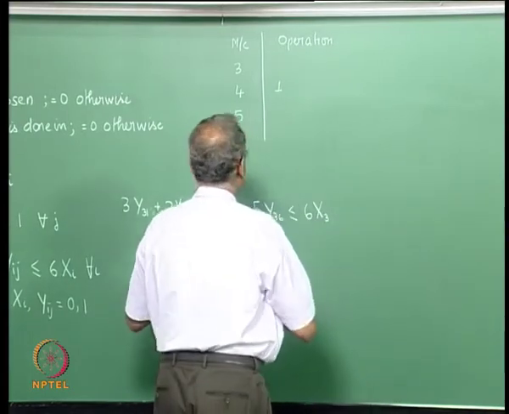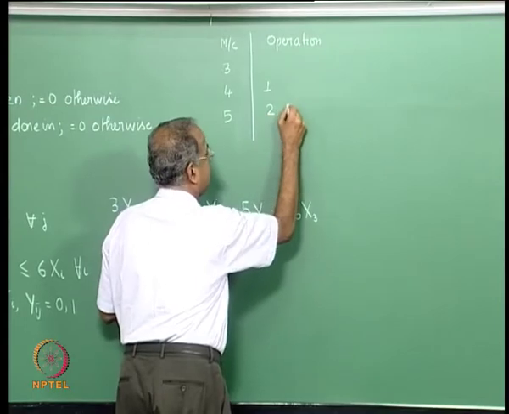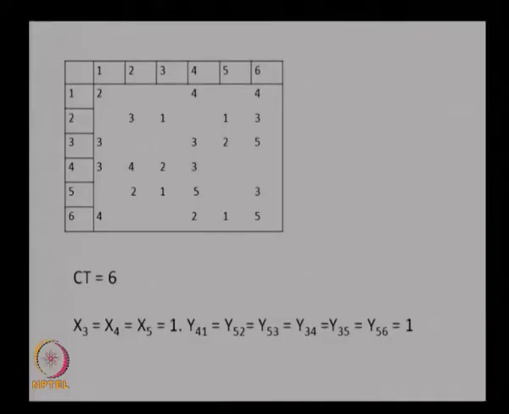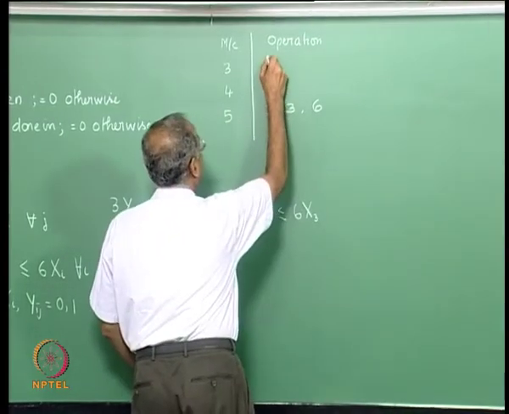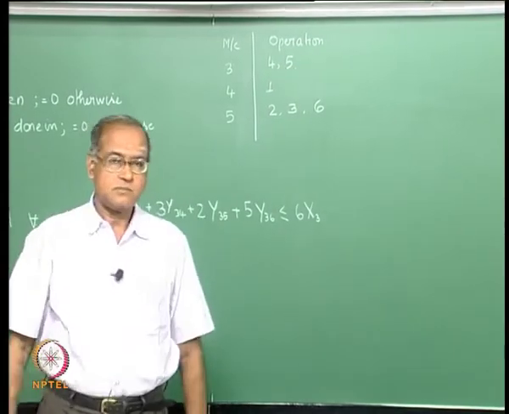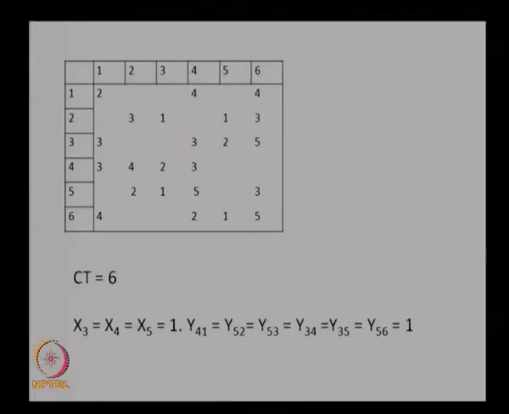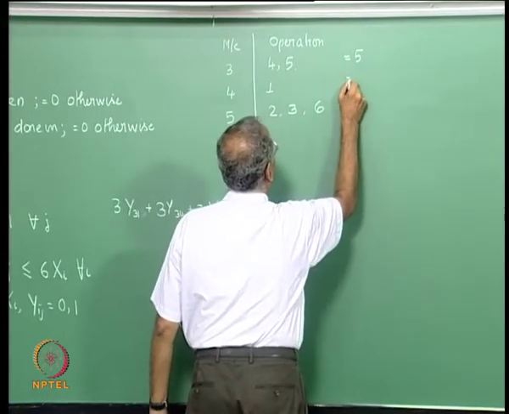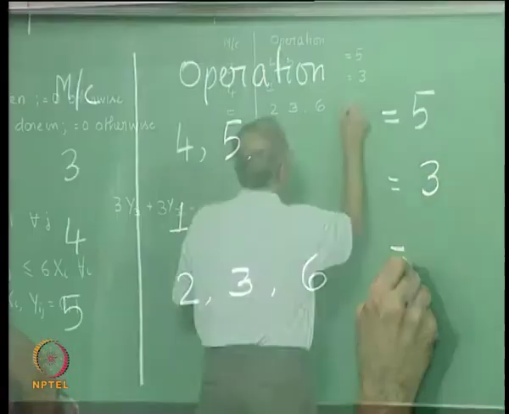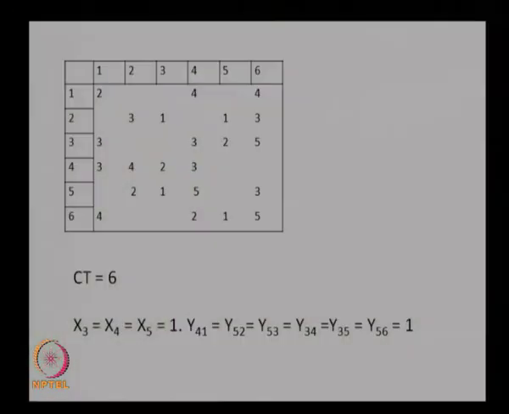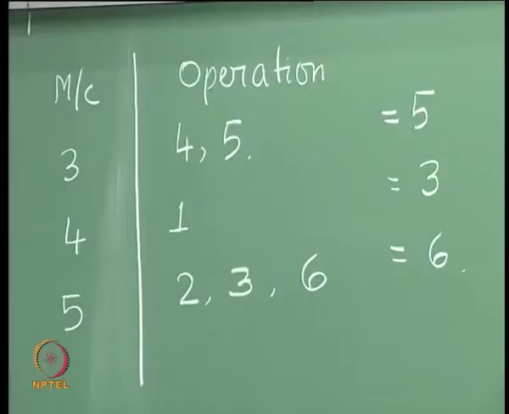The notation 5 2 says that operations two and three go to machine number 5. Operation 6 also goes to machine number 5, and operations 4 and 5 go to machine number 3. So, the total times required are, for machine number 3, with operations 4 and 5, time equal to 5. For machine 4, operation 1 goes to machine number 4, so another 3 units. For machine number 5, operations 2, 3 and 6: 2 plus 1 is 3, plus 3 is 6. So, for each machine, the cycle time is less than or equal to 6.